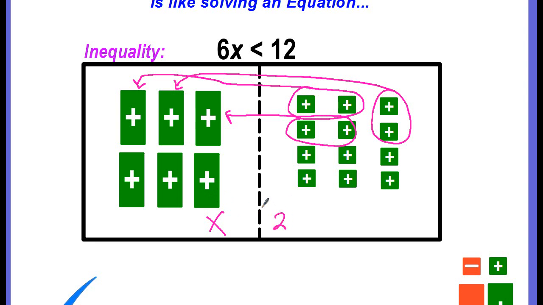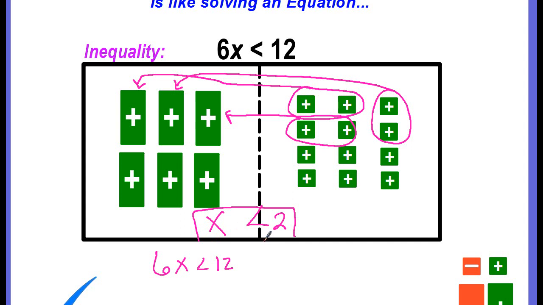So the value for x is going to be x. Bring down your inequality. It's not an equal sign. It's a less than symbol. x is less than 2. This is our solution. We need to check it. So we need to come back to the original inequality, 6x is less than 12. And we're going to replace the x variable with a value for x that is less than 2, because that's what our solution statement says.